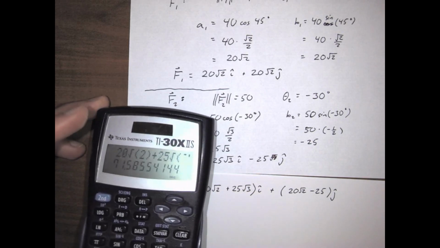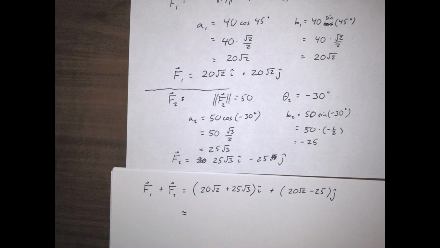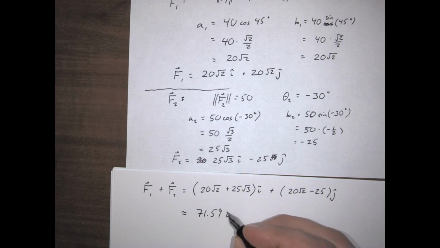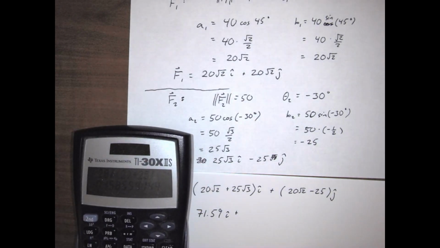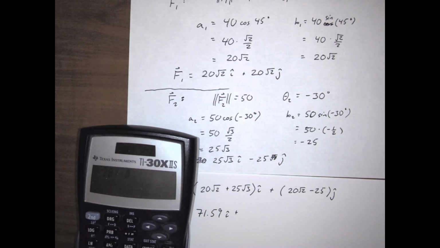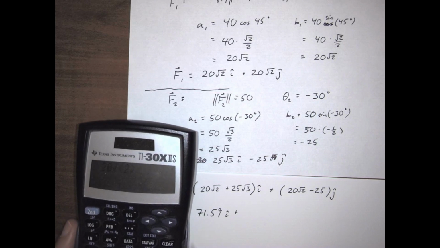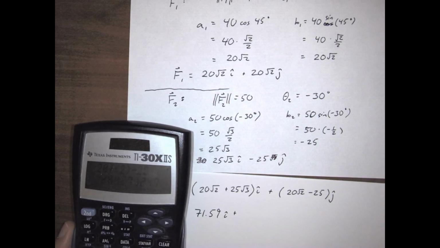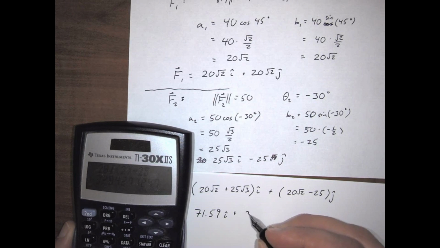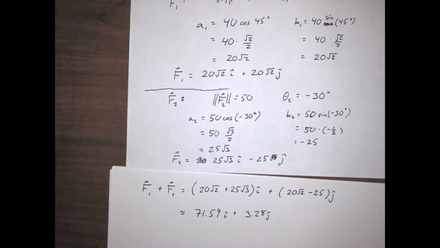And that's going to be 71.59. I'll leave it as unrounded as I can for the earlier stages and only round finally at my absolute end result. And then the other one, 20 times root 2 minus 25 would be 3.28j. All right.